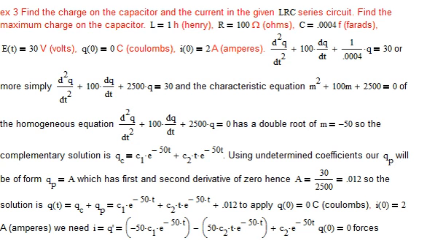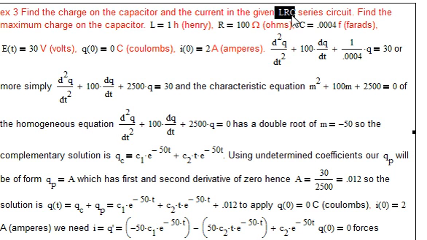Well, here's an example. Will this unit always be this complicated? It's pretty complicated, but find the charge on the capacitor and the current. That's, in other words, find Q and find I. In the given LRC series circuit, find the maximum charge on the capacitor.